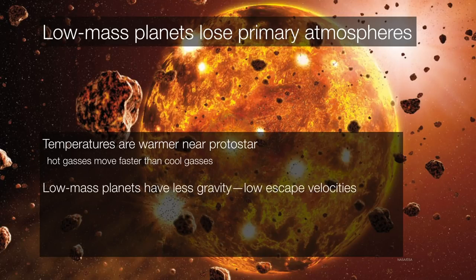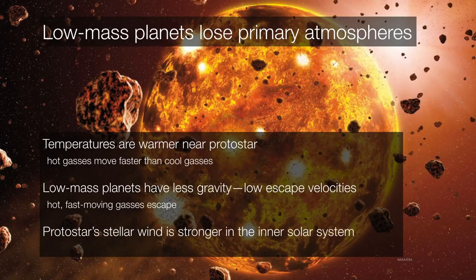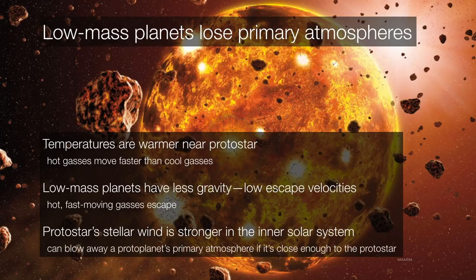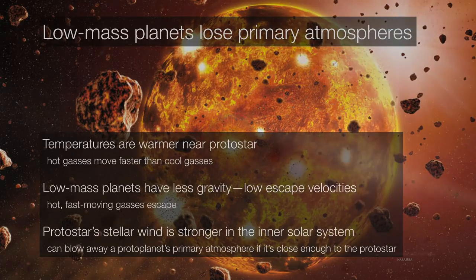So if you have a low-mass planet with low-mass gases, they can easily achieve escape velocity from those gases. Remember, the hotter they are, the faster they're going to be moving. And they're also closer to the protosun. That means that there's a stronger stellar wind coming from the protosun, which just makes it that much harder for these lightweight volatiles to stick to the protoplanets. So any protoplanetary atmosphere of the inner solar system is just going to be blown away by the sun.